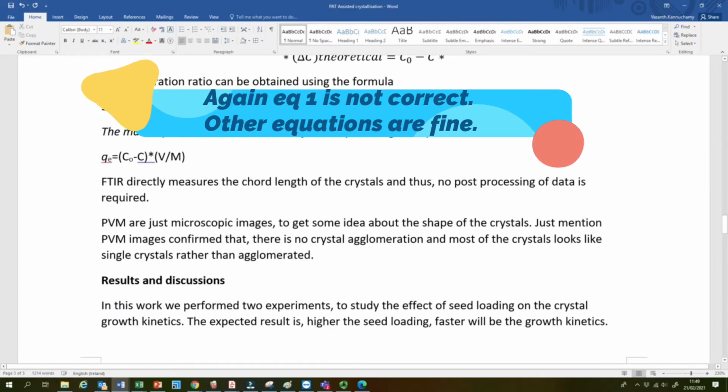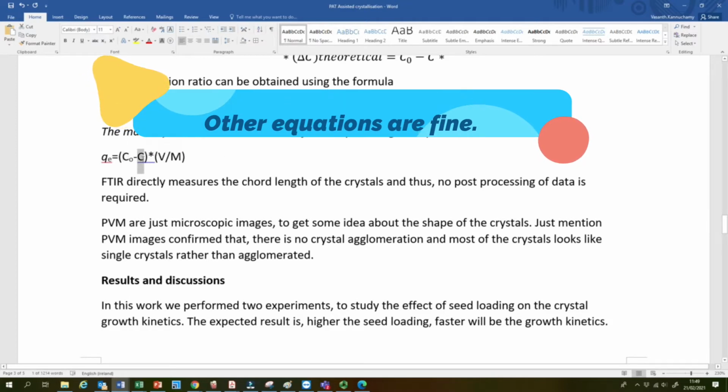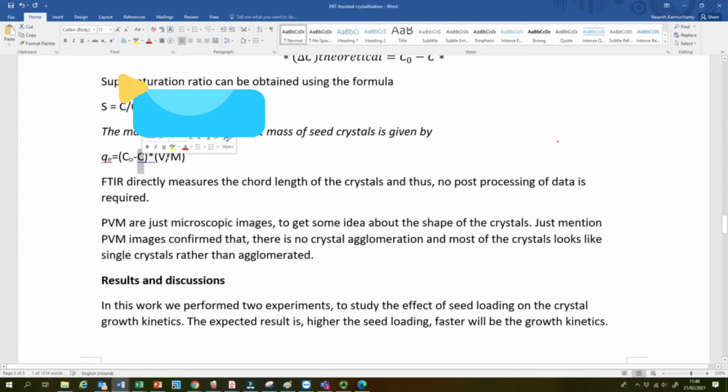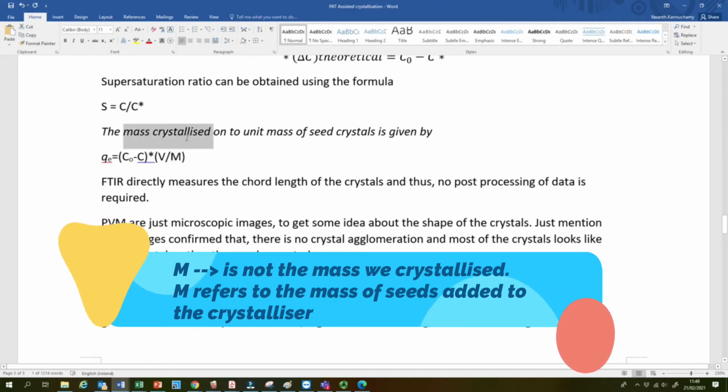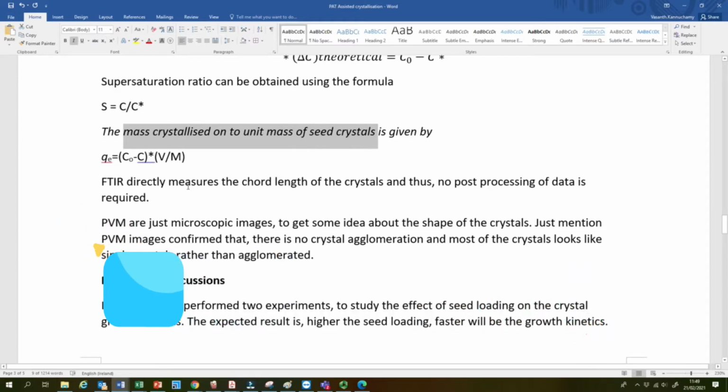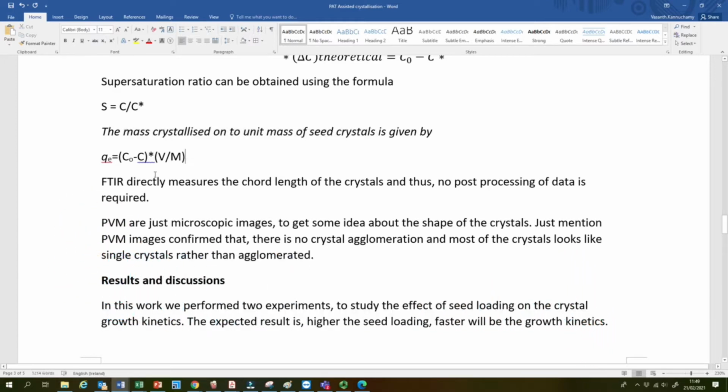And then if we have the initial concentration, if we know the concentration at any time, and if we know the volume of the isopropanol solution or solvent we used, and if we know the mass that we crystallized, then we can calculate the mass crystallized onto unit mass of seed crystals. I already explained this in part 4a and 4b, I think. Check that. And then this is the formula we need.